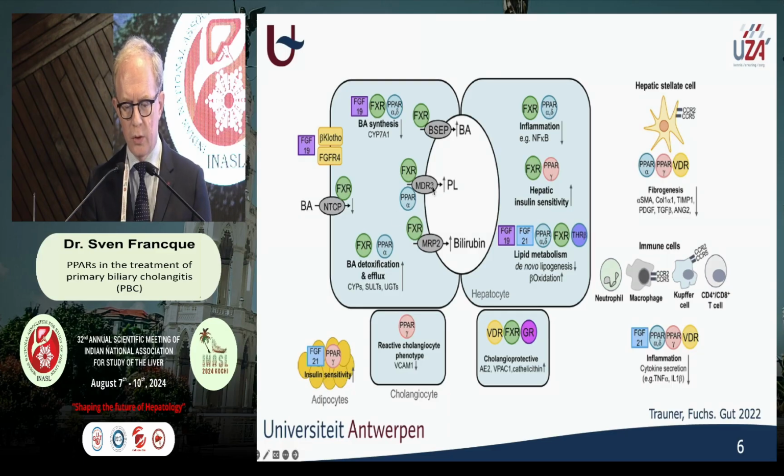And what is also shown here is, again, the impact of the different PPARs on the hepatic stellate cells and on the immune cells. So you have an impact on cholesterol and bile acid metabolism, you have an impact on the inflammatory processes, you have an impact on fibrogenesis. So you have an impact on all those key mechanisms in the progression of an autoimmune mediated disease like PBC.